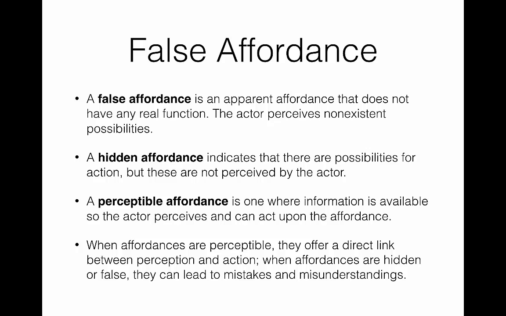A false affordance, which we've already talked about, is an apparent affordance that doesn't have any real function. The user thinks that they can or cannot do something due to some property, but the user's assumption is wrong. A hidden affordance indicates that something is possible, but the user doesn't see it. If an object has a perceptible affordance, the user thinks something is possible and the user is correct. The upshot is that the most useful affordances are neither hidden nor false.